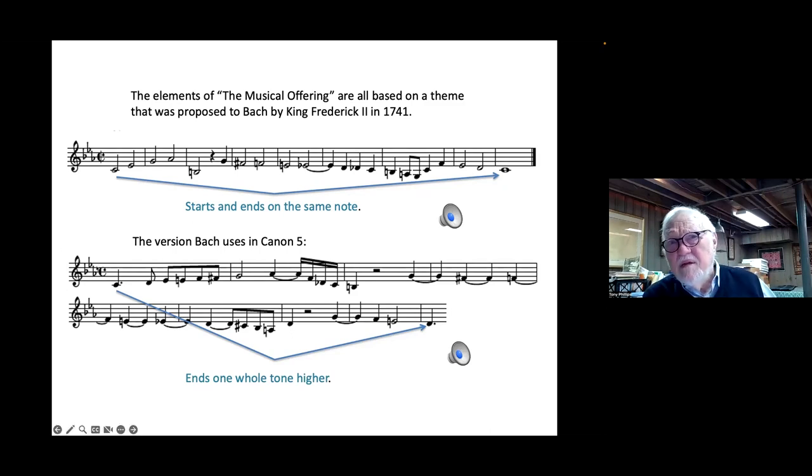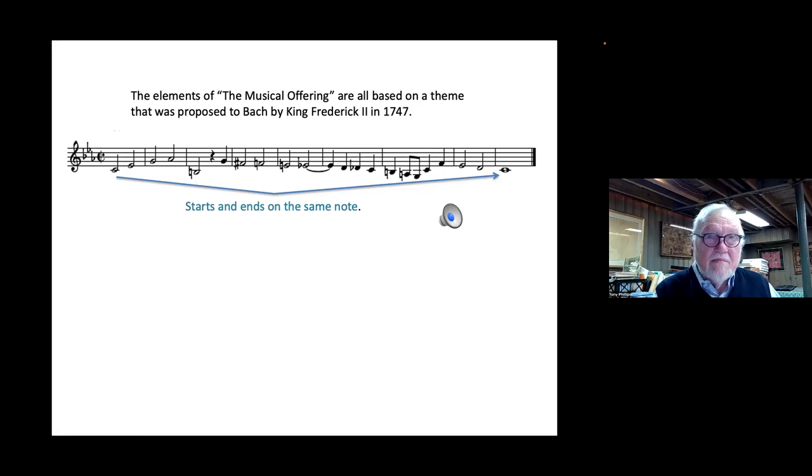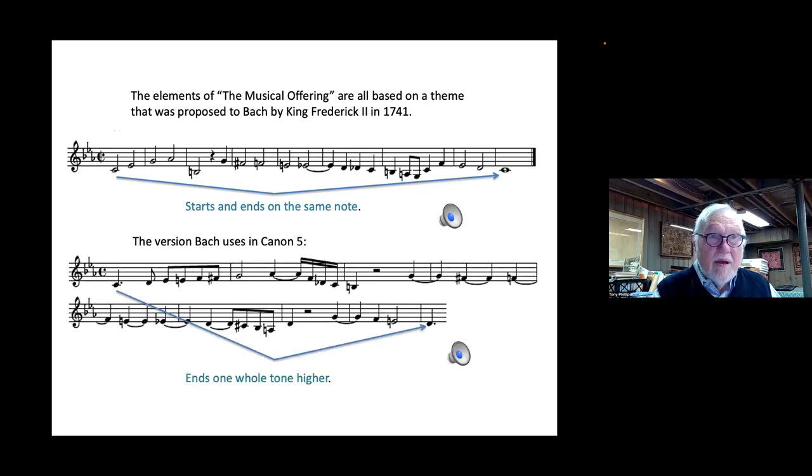I don't know if I can play it here? No, sorry. Well, we just heard it. Let me play it once more, maybe. Okay, now here's the version that Bach uses for Canon 5.